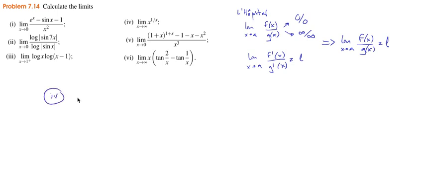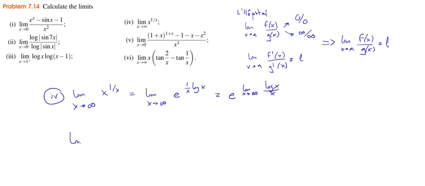Part 4 is the limit when x goes to infinity of x to the 1 over x, right? Now, here we don't have a fraction, right? How do we express this so that we can solve it using L'Hopital's rule? Well, the idea here is that x to the 1 over x is the same as e to the 1 over x times the logarithm of x, right? And the limit of e to the something is the same as e to the limit when x goes to infinity of that something. So this is the logarithm of x divided by x.